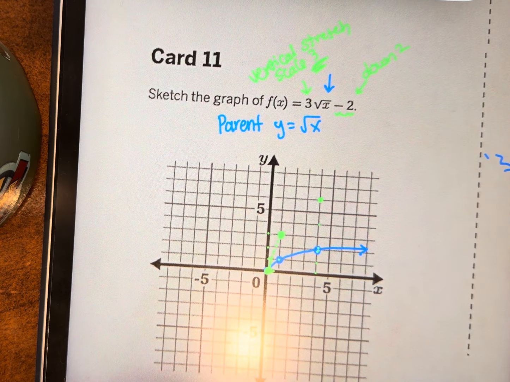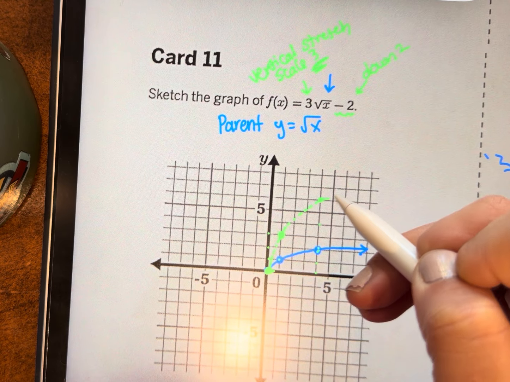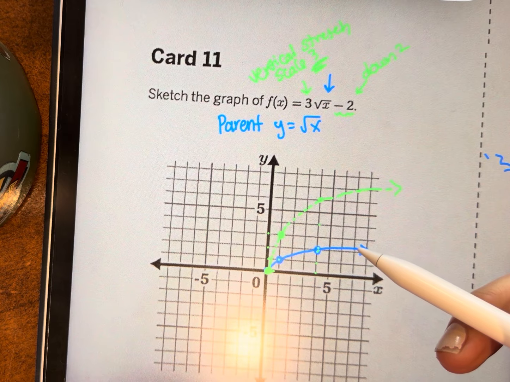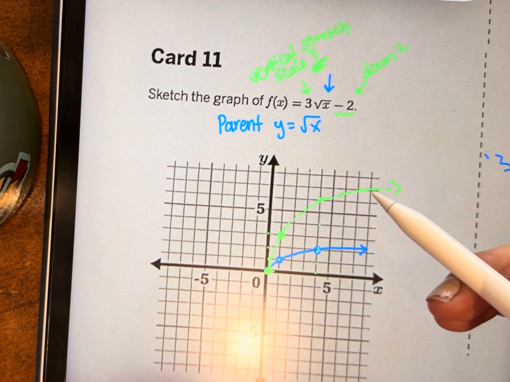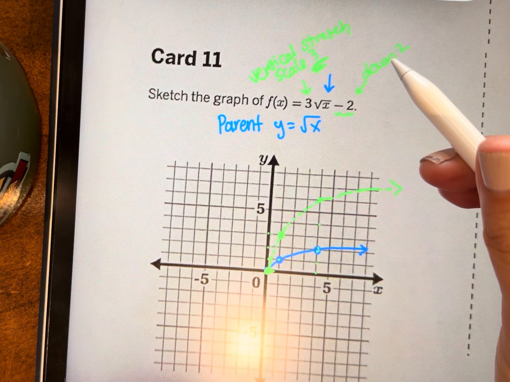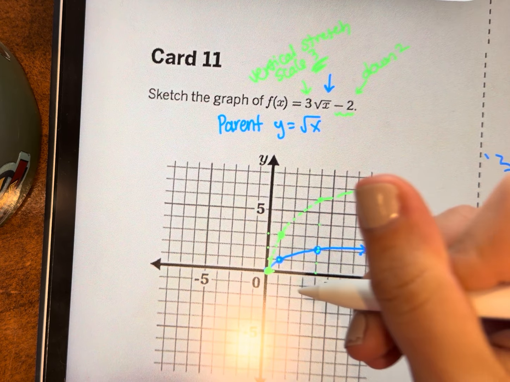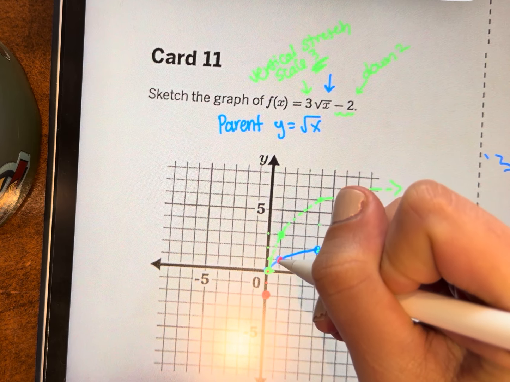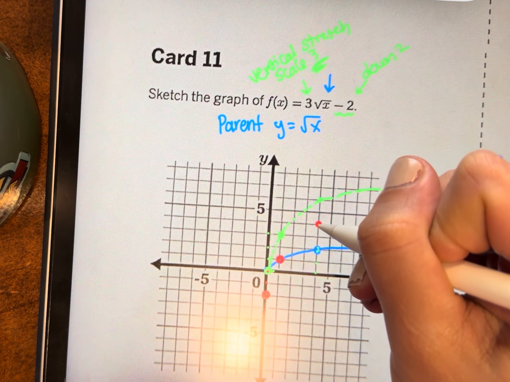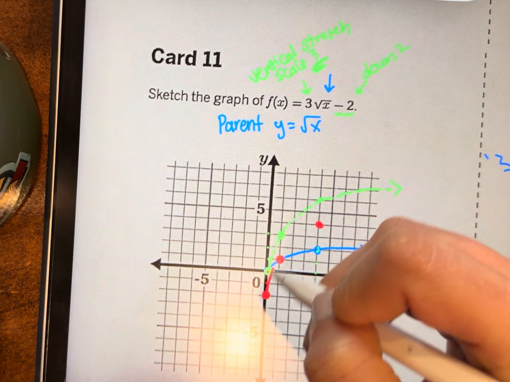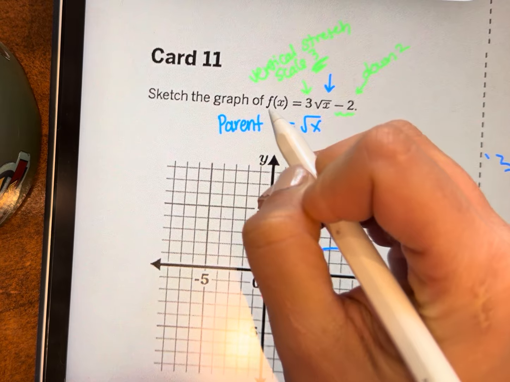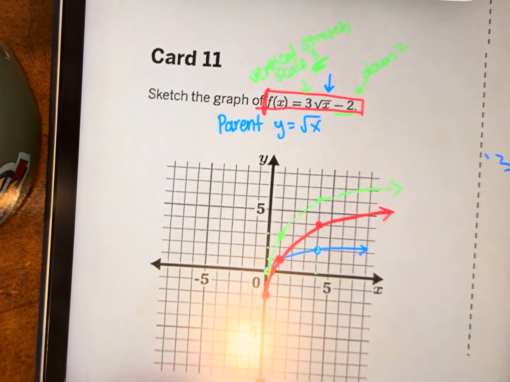If you want to keep going, if you want to be more specific, but be really careful about these two, and the rest should be okay. But this is what the parent function looks like after that vertical scale. And then now all we have to do is move this down 2. So this point goes down 2. This point goes down 2. This point goes down 2. And so the final graph of this function is the red.